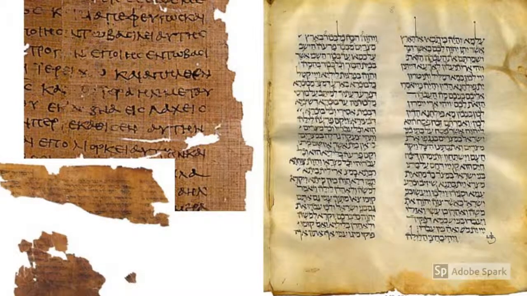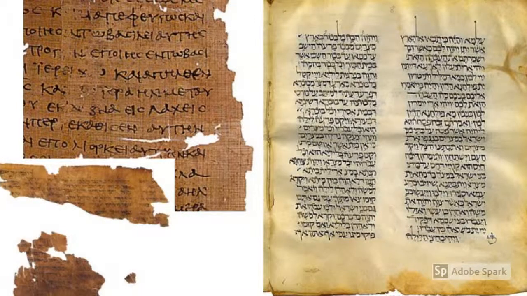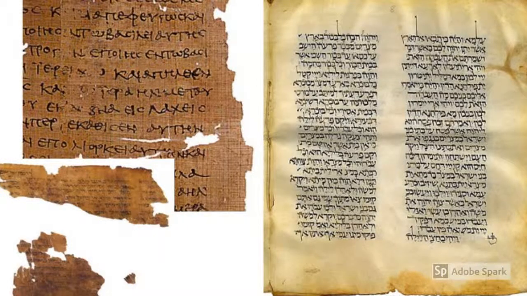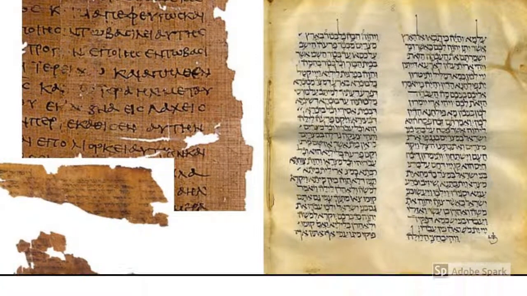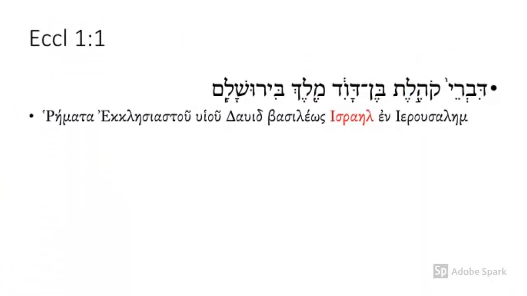Each of these witnesses preserve various readings of the biblical text. Therefore, when two or more of these witnesses preserve different readings, or variants, scholars must make a decision about which reading or variant is original, though that is putting it a bit simplistically. The Masoretic text of Ecclesiastes 1 verse 1 reads, the words Kohelet, son of David, king of Jerusalem.